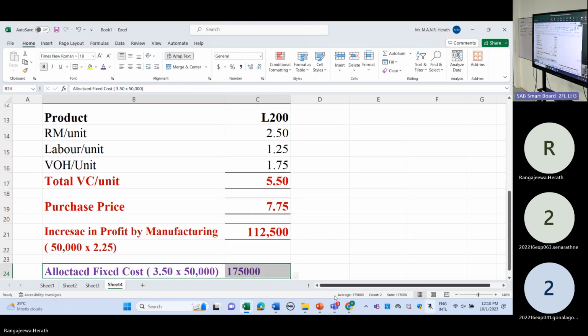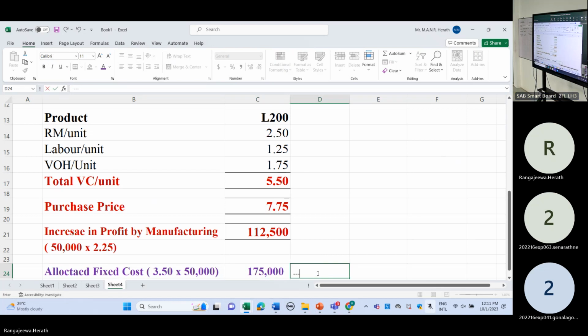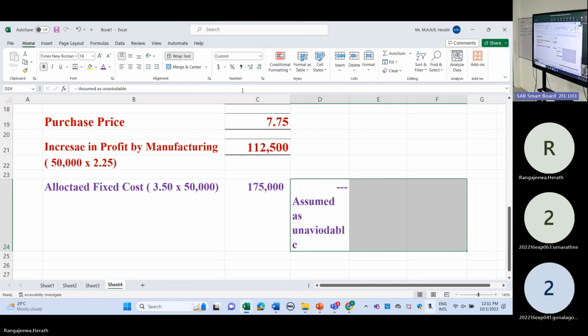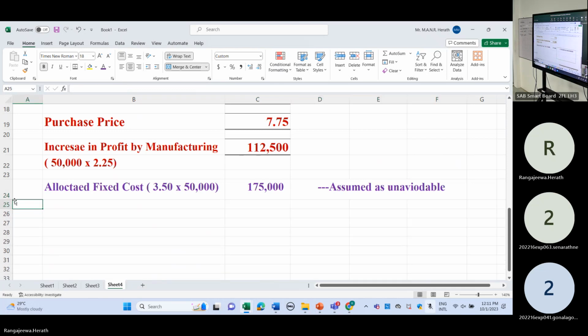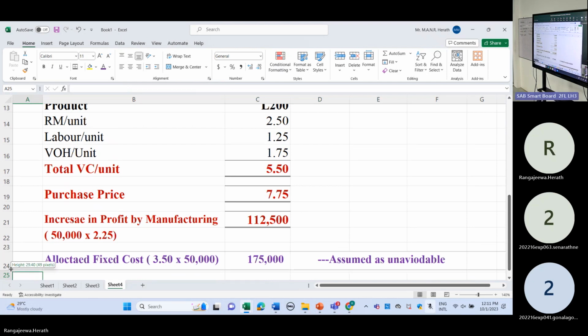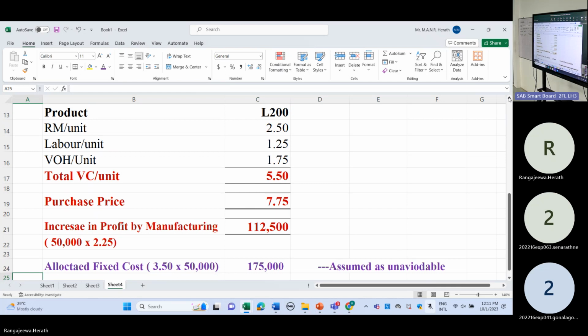And in this decision, the entire fixed cost is assumed as unavoidable. අපි unavoidable කියලා assume කරා. Under that condition, can make it, but in the examination question එක අපිට මේක තව තොරතුරු දෙන්න පුළුවන්, right?